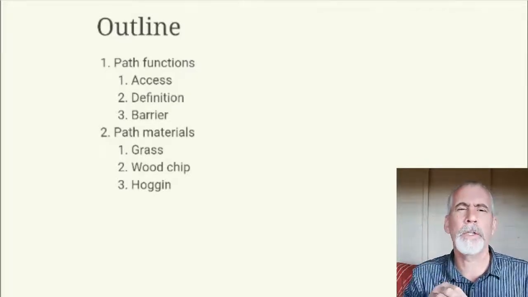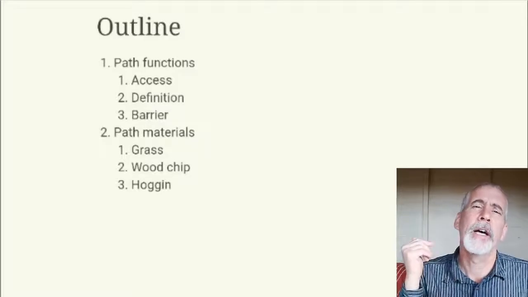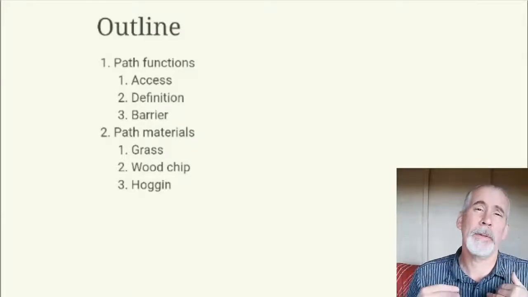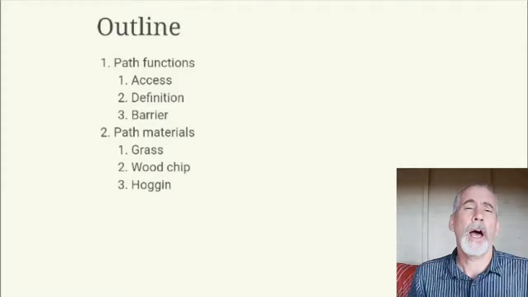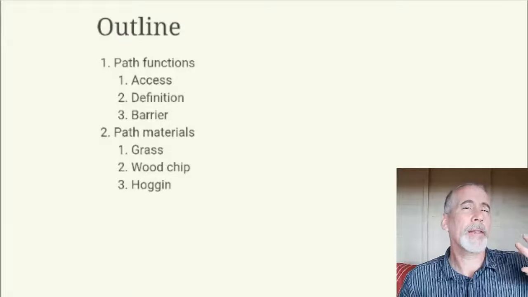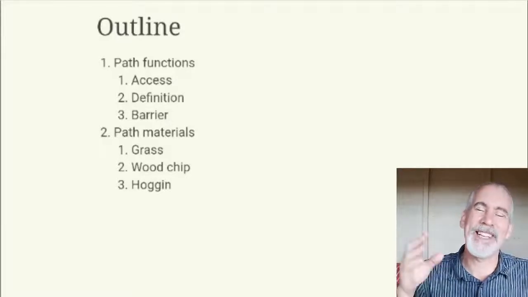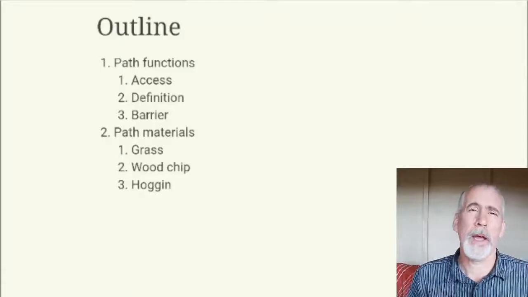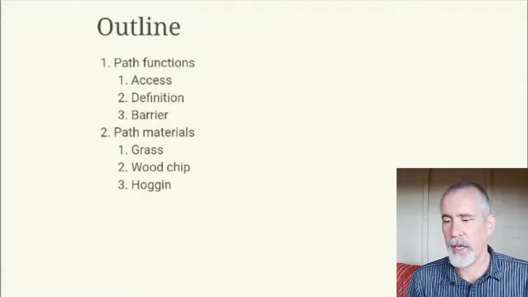So what I'll first of all do is look at the path functions. There are 3 functions for a path: access, definition, defining an area, and acting as a barrier to plant growth. So that's the functions, and then I'll look at the path material. So grass, wood chip, and hogging as three examples here.